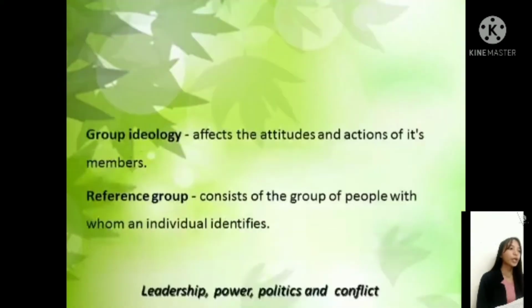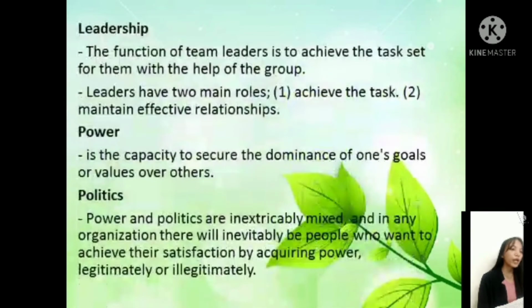Leadership, power, politics, and conflict. The main processes that affect how organizations function are leadership, power, politics, and conflict. Leadership is the function of team leaders to achieve the task set for them with the help of the group.